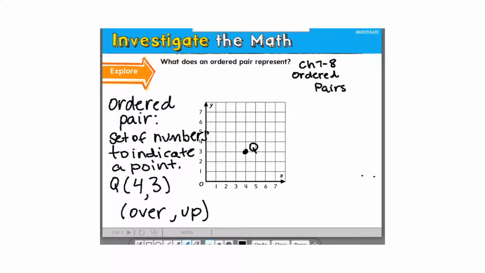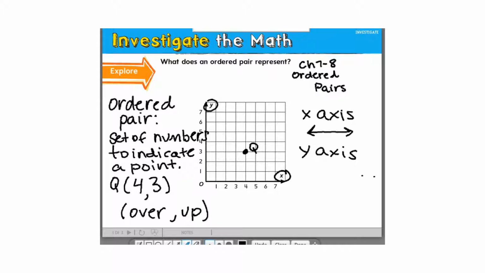Something else you have to know is there are two things. One of these is called an x-axis, and the other one is called a y-axis. Do you see these little letters here? So the x-axis is the axis that goes across this way.